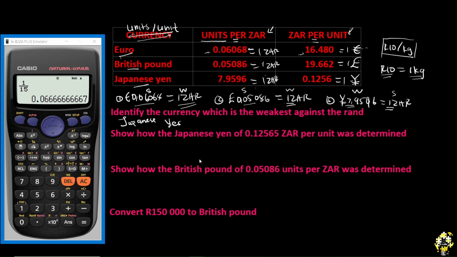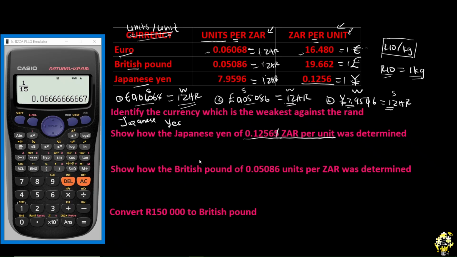Show how the Japanese yen of 0.12565 South African rands per unit was calculated. They also told us ZAR per unit. So they told us where to focus. ZAR per unit is this side. Hence, you can tell it's 0.1256. Okay, there is no 5 here. So I suppose there was supposed to be a 5 here, or somewhere in this question I might have made a mistake drafting it. So it's fine. We can cancel this 5 because it says 0.1256. How was it calculated?